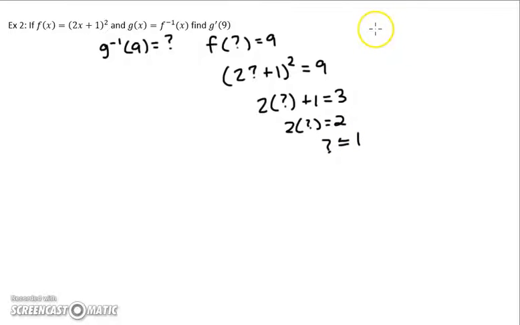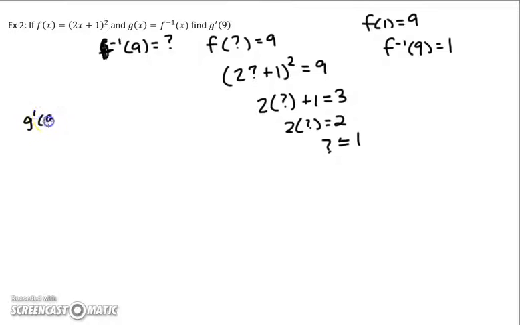So we know that, I'm sorry, this should say f inverse, not g inverse. f inverse of 9. We know that f of 1 equals 9, and we now know that f inverse of 9 equals 1. So we can now think about this.